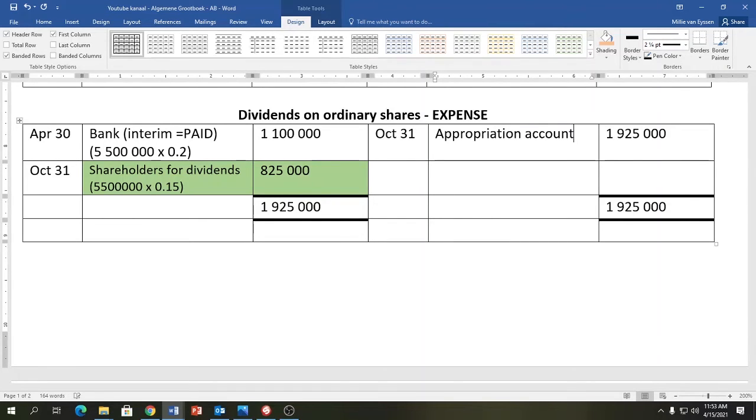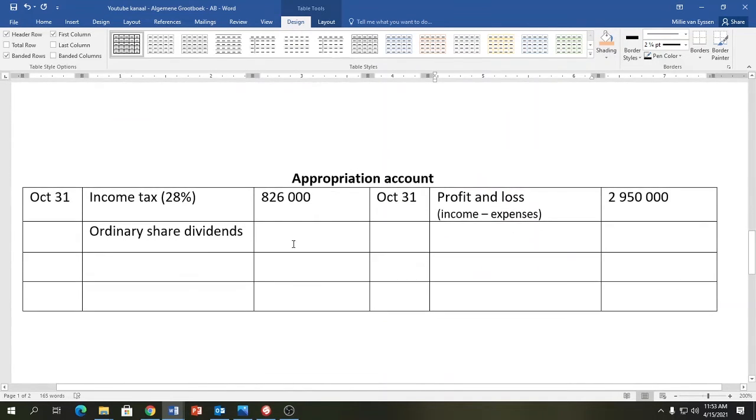Appropriation account. Okay, so that 1925 will be entered over there. And then what we do is we hope that there's money left. So my net profit is 2.95 million. And if I subtract the income tax of 826,000 and I subtract all the dividends, there is 199,000 left.